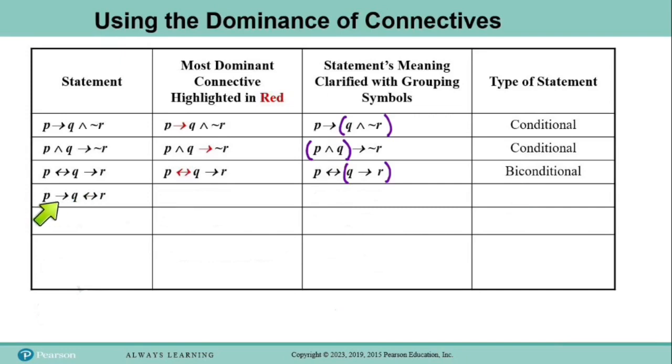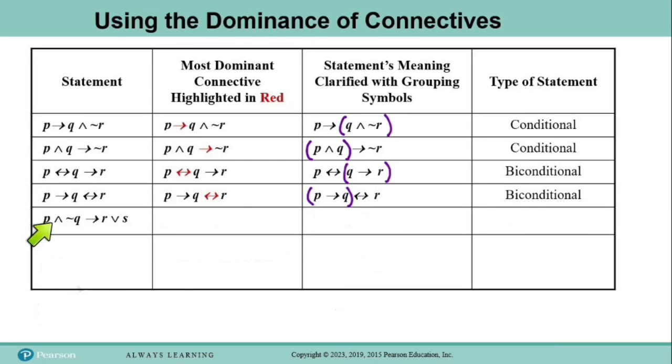On the fourth line, the statement is very similar. We still have a conditional and a biconditional. So of course the biconditional is still the dominant part of the statement, but this time what comes before the biconditional will need to be grouped together. So over here in this column, let's put parentheses around the if P then Q part of the statement. And again, because the biconditional is the most dominant, this is considered a biconditional statement.